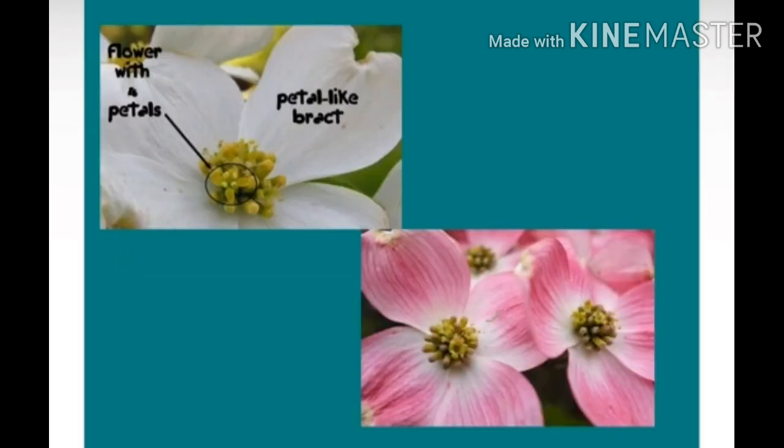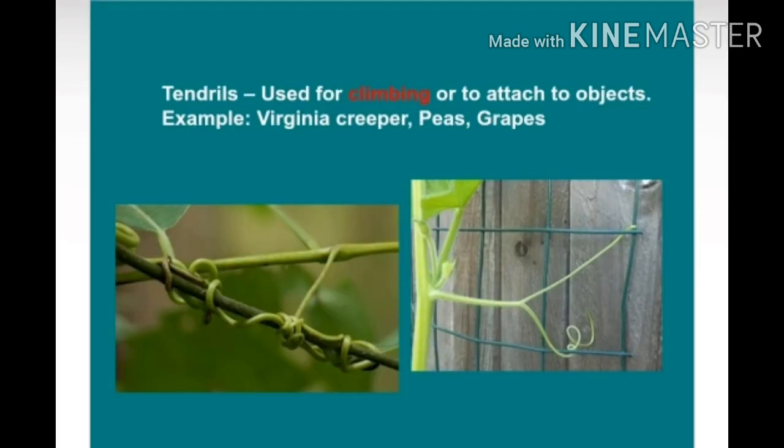In this picture you can also see the flowers. They are yellow in color and very small in size, and the leaves which are white and pink in color are not petals, they are leaves.